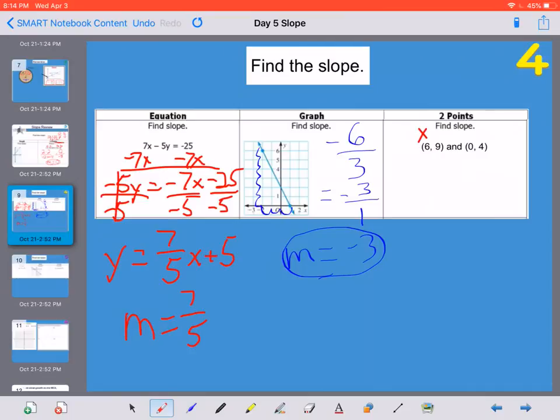Okay, we have x1, y1, x2, and y2. So 4 minus 9 over 0 minus 6. 4 minus 9 gives me a negative 5. 0 minus 6 is negative 6. I can't divide those, but because they're both negative, I can make 5 over 6 our slope.